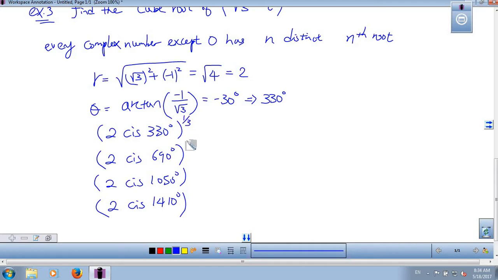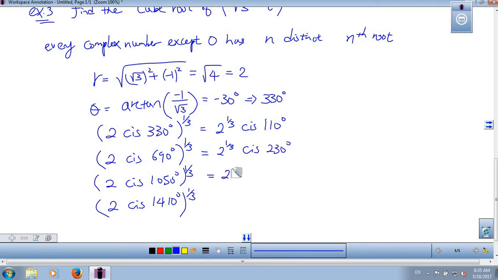So let's raise everything to the 1/3 power. We're finding the cube roots of this number, and they're all equivalent numbers. So this is going to be 2 to the 1/3 power CIS, and for 330, we're going to do 330 divided by 3, so it will be 110 degrees. And this is going to be the cube root of 2 CIS, and 690 divided by 3 will give us 230.